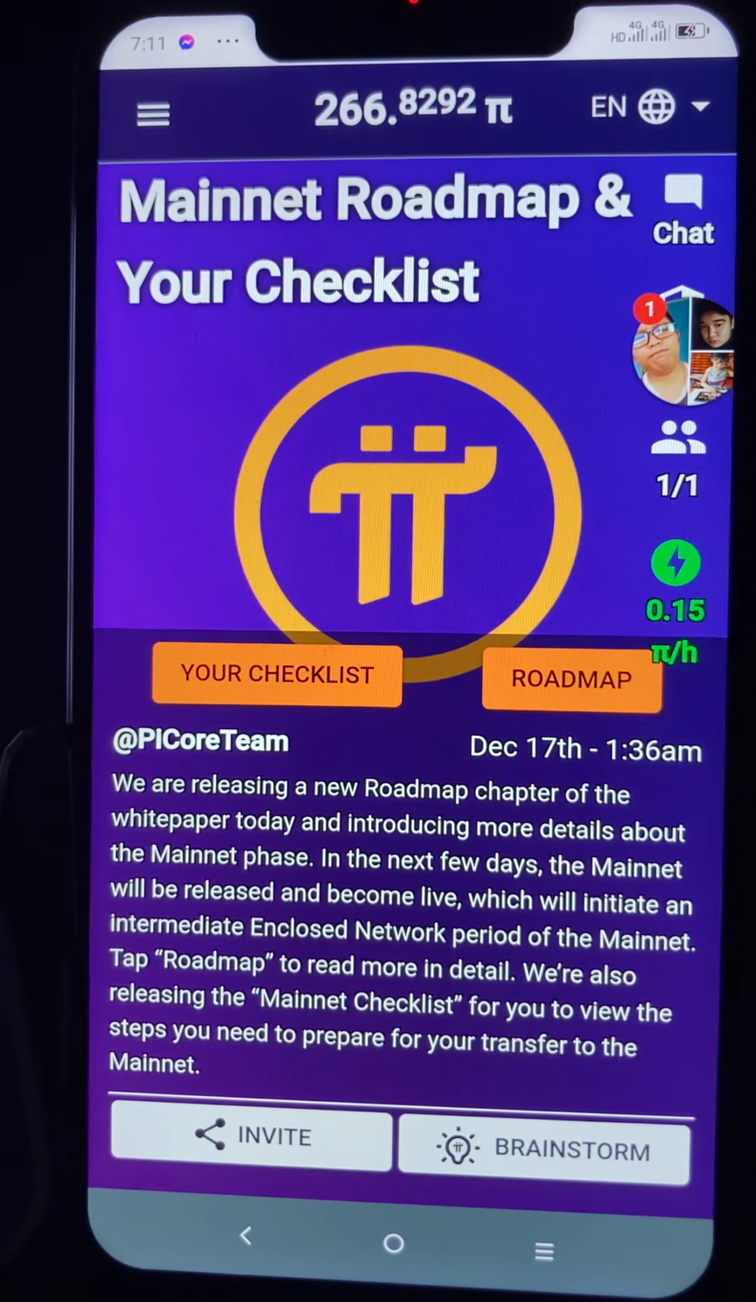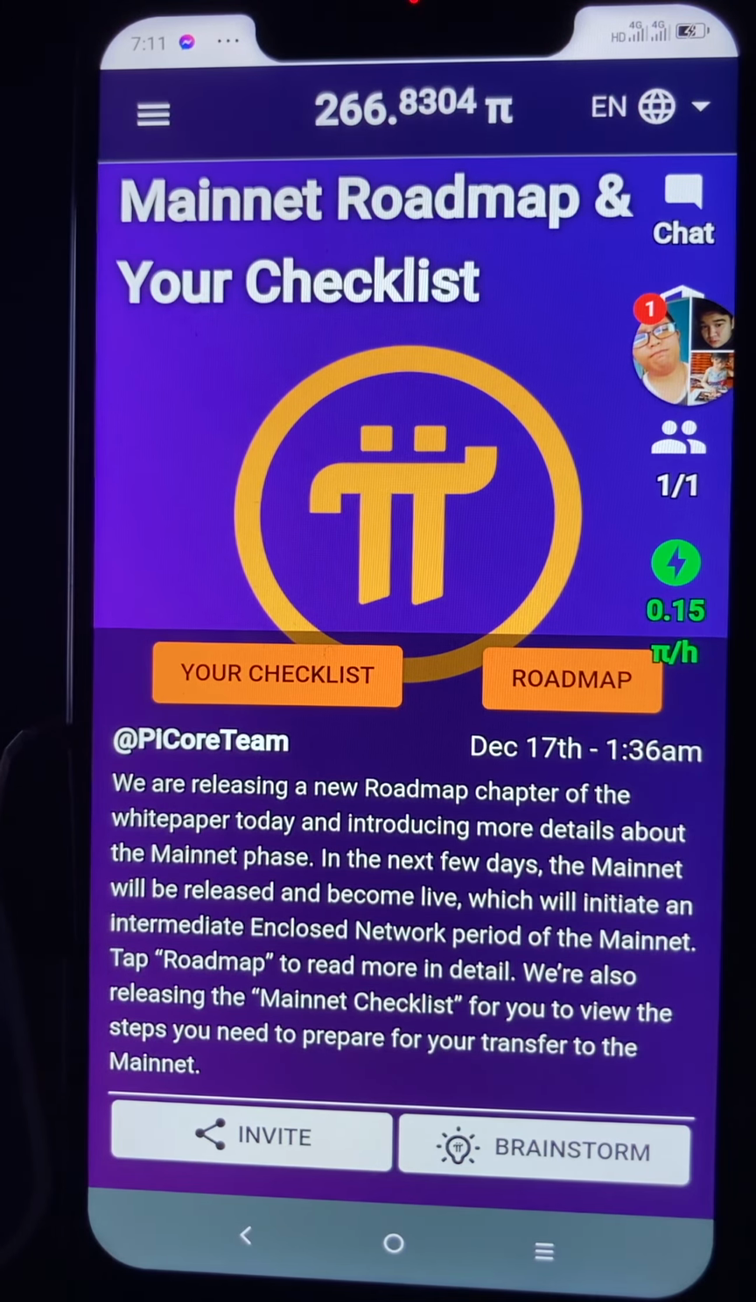Sabi niya, it was posted December 17th at 1:36 a.m. So tulog pa tayo lahat, konti lang yung gising, no? But anyway, here we are releasing the new roadmap chapter of the white paper today and introducing more details about the mainnet phase. In the next few days, the mainnet will be released and become live, which will initiate an intermediate and closed network period of the mainnet. Tap roadmap to read more in detail.